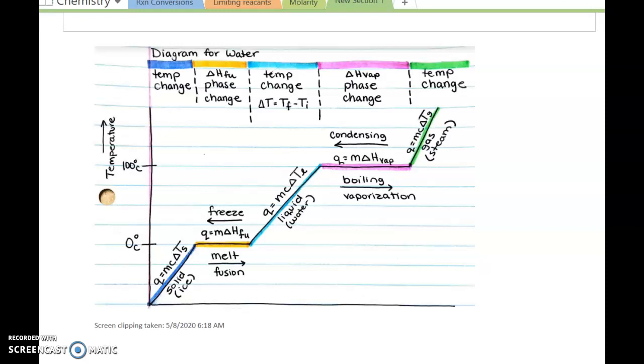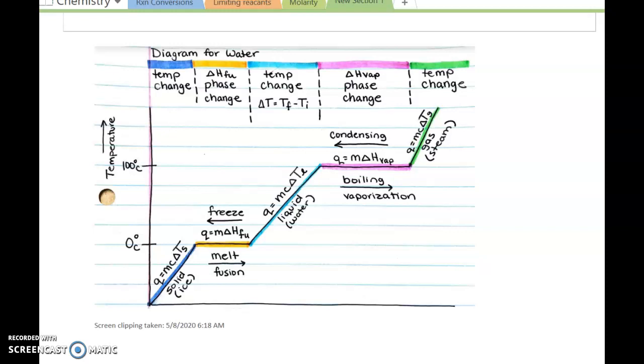So in the orange part there, you'll see we are either having a melting or a freezing. That's a heat of fusion. In the pink part, we are having either a boiling action or a condensing action. That is a heat of vaporization. If the arrow is going to the right, it means it is endothermic and taking in energy in order to do the phase change. If the arrow is going to the left, that means it is giving up energy to do the phase change.